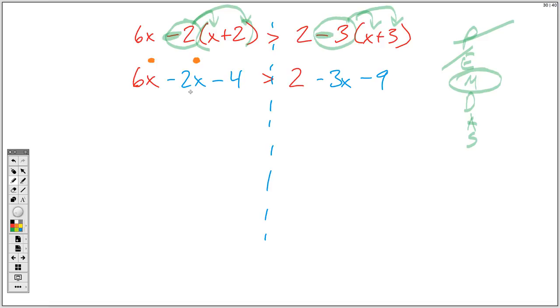Actually, hold on. Take this part out. Let's kind of combine steps so we're not here forever. We have 2 and negative 9. These are like terms, right? Where do they combine to if they're on the same side?